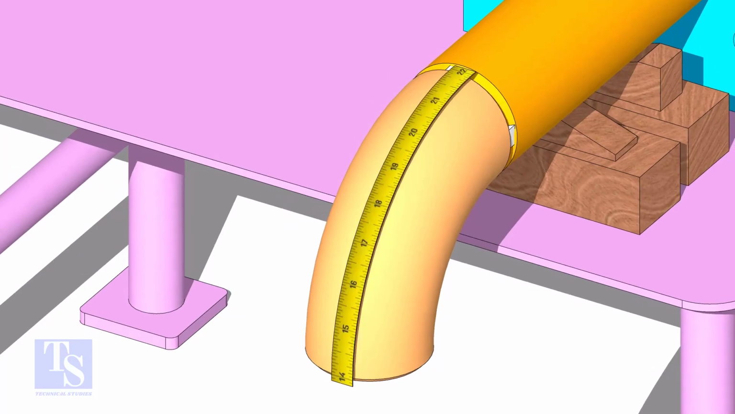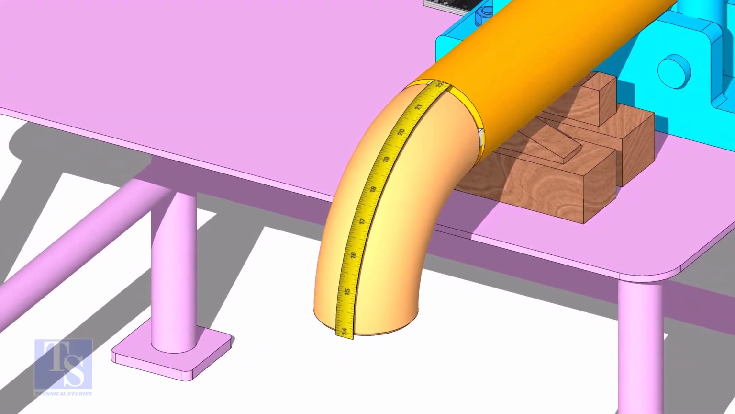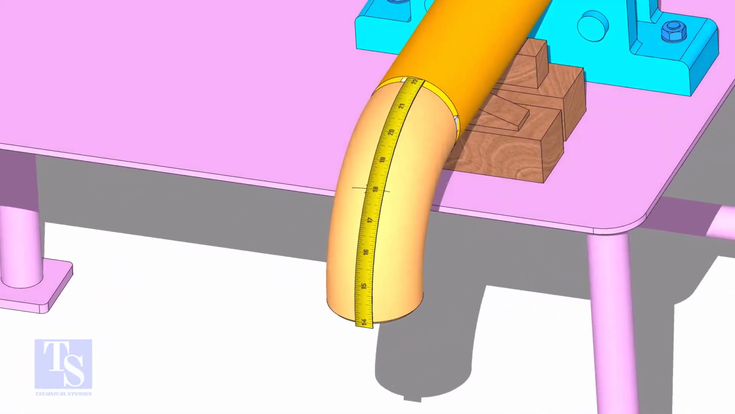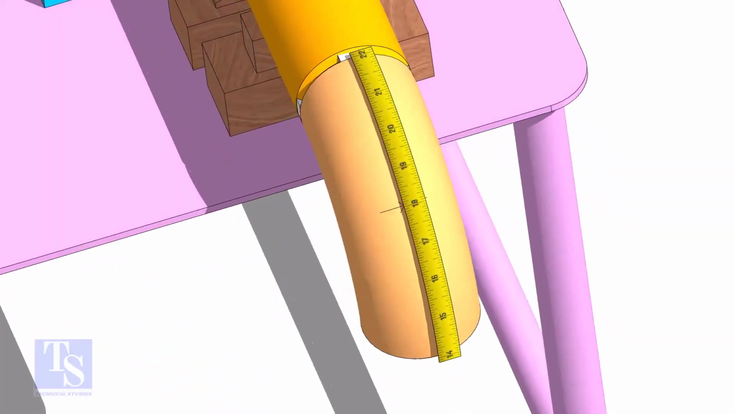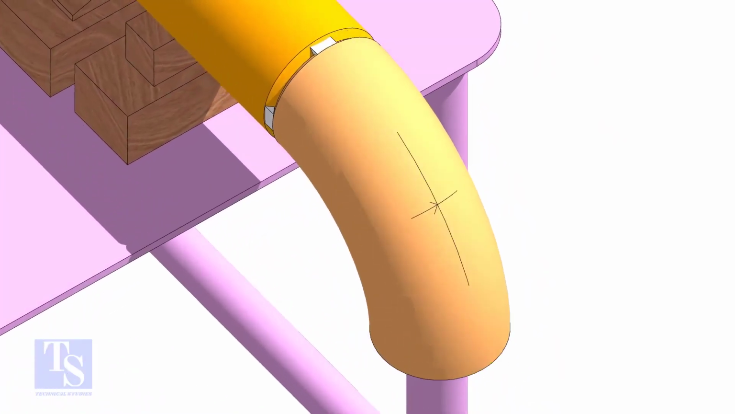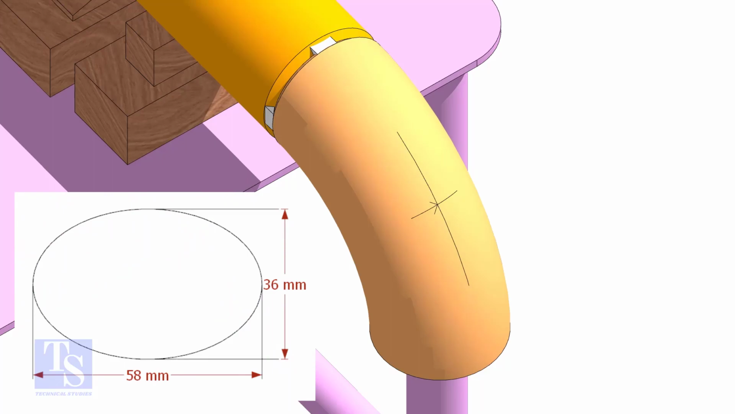Measure the outer circumference of the elbow, and mark the half circumference, on the center line, as shown. Draw the elliptical circle on the elbow and cut the opening.